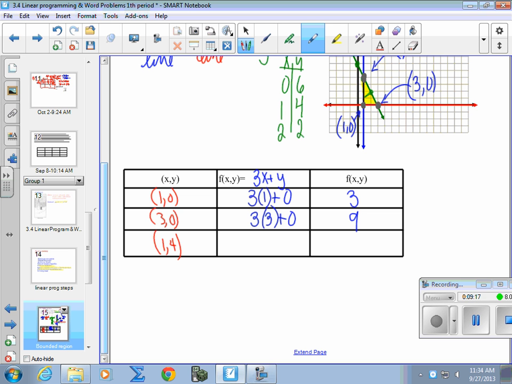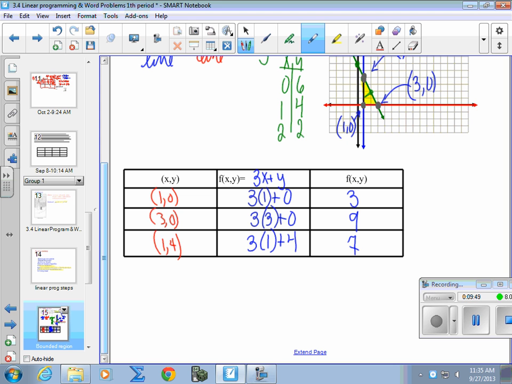Then we're going to take our last point and say 3 times 1 plus 4 is 7. Like I said, if you were doing this for a company, in the feasible region you would make your profit anywhere in that feasible region. But the question is, what would the maximum value be, and what would the minimum value be, and what point would that value be at?